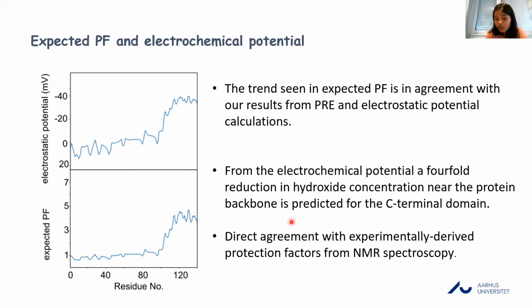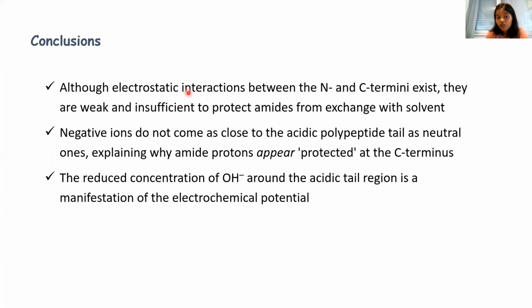And from the electrochemical potential, a 4-fold reduction in the hydroxide concentration near the protein backbone is predicted. And all of this is in line with what we got from our NMR spectroscopy experiments. And so in conclusion, although electrostatic interactions between the N and C termini exist, they are weak and insufficient to protect amides from exchanging with the solvent. Negative ions do not come as close to the acidic polypeptide tail as the neutral ones, explaining why amide protons appear protected at the C-terminus. And the reduced concentration of hydroxide ions around the acidic tail is a manifestation of the electrochemical potential.